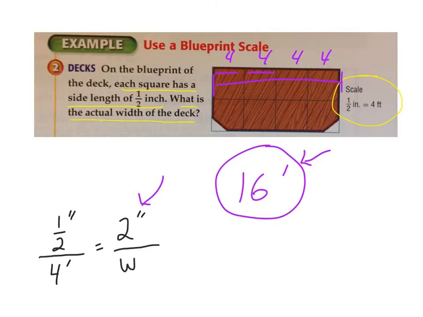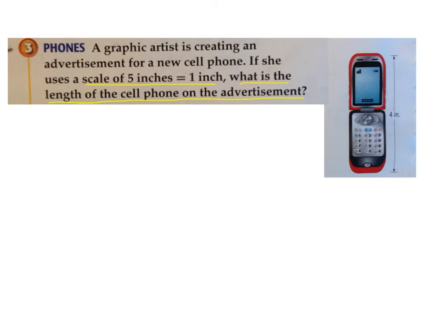So there's my answer. So in this problem here, it says a graphic artist is creating an advertisement for a new cell phone. If she uses a scale of 5 inches equals 1 inch, what is the length of the cell phone on the advertisement? Okay, so we can take a look here, and here's our model. And I know that 5 inches equals 1 inch. So 1 inch on the model would be 5 inches in reality. So my scale is 1 to 5. So 1 inch on the picture equals 5 inches in reality.